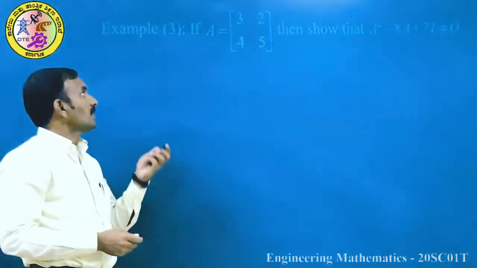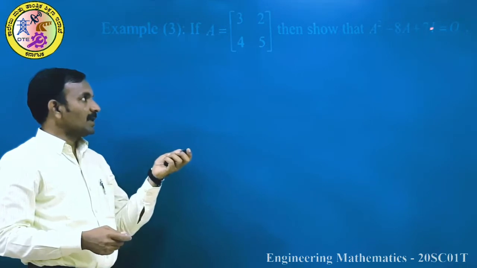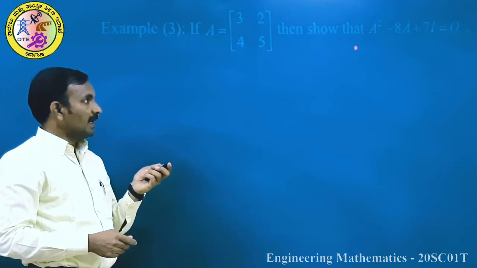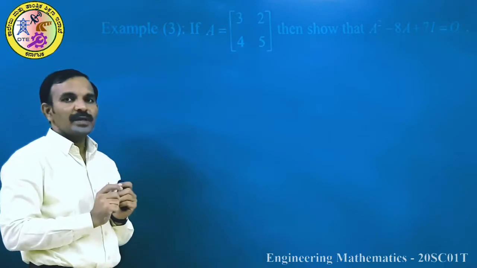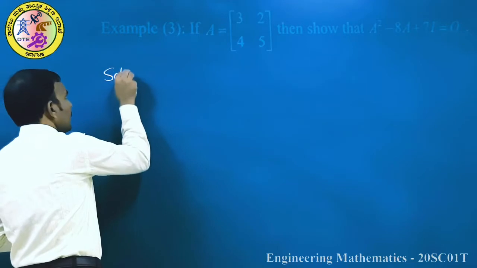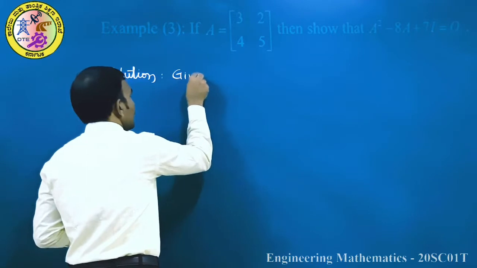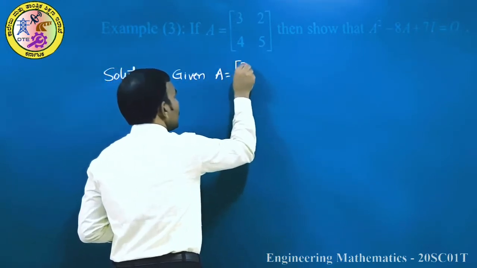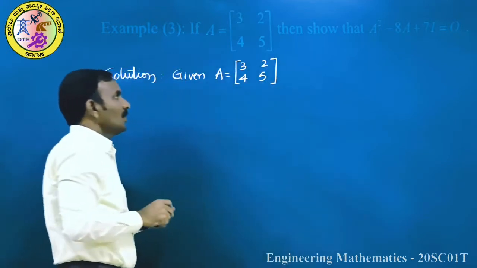Example 3 is: if A equal to [3 2; 4 5], then show that A square minus 8A plus 7I equal to the 0 matrix. For this problem we are going to start with LHS to get RHS. We take the LHS and prove it equals the RHS. For that, start the solution by considering the given matrix. Solution: given A equal to [3 2; 4 5].